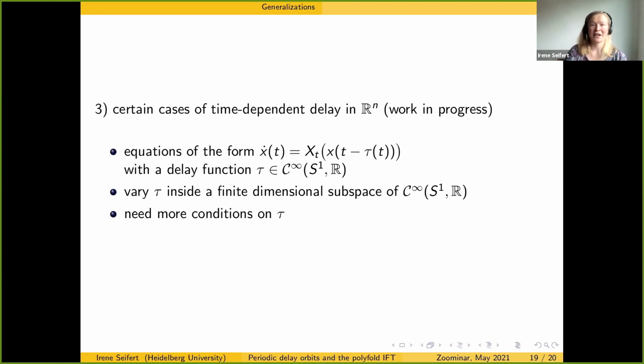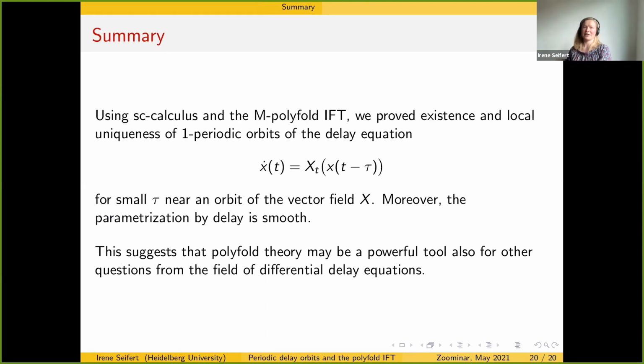Okay, so what I have done today is we used the scale calculus and the Polyfold implicit function theorem to prove the existence and local uniqueness of these one-periodic orbits. And the most important thing, because it's the stuff that cannot be done in the classical setting, is that the parametrization is smooth. And we hope that polyfold theory may be of help also for other questions inside this field of differential delay equations. Okay, I think I'm already done with it. So thanks very much for your attendance.